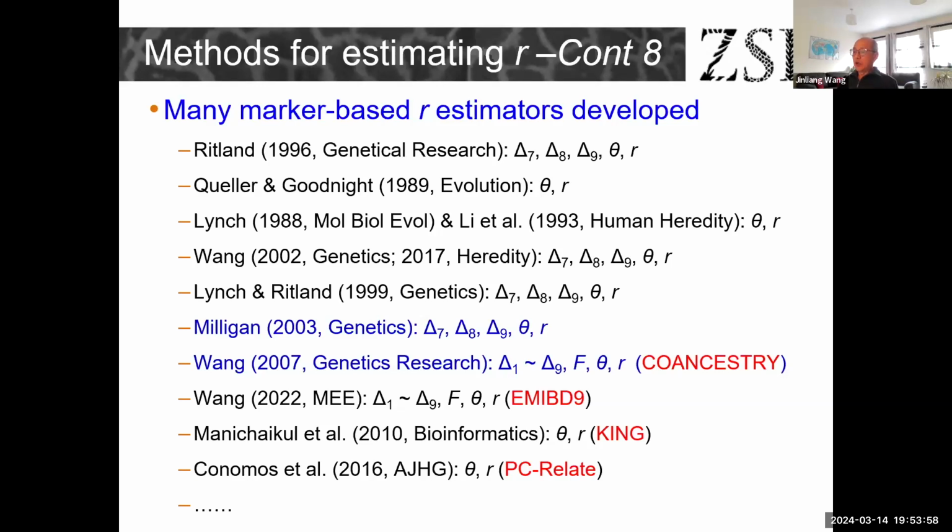And also an estimator developed by Conomos. It's about relatedness estimation in an admixed population. It's implemented in a software called PC-Relate.